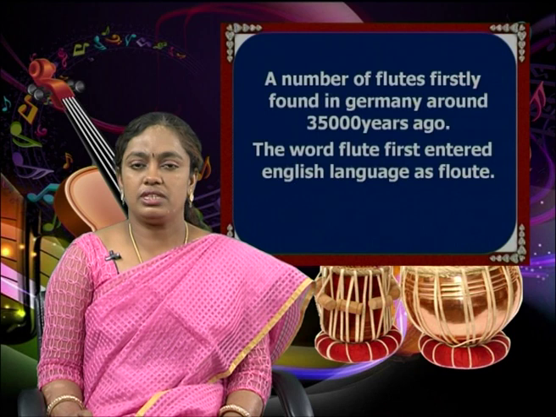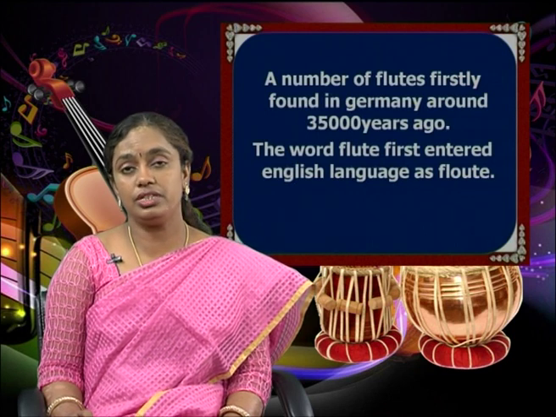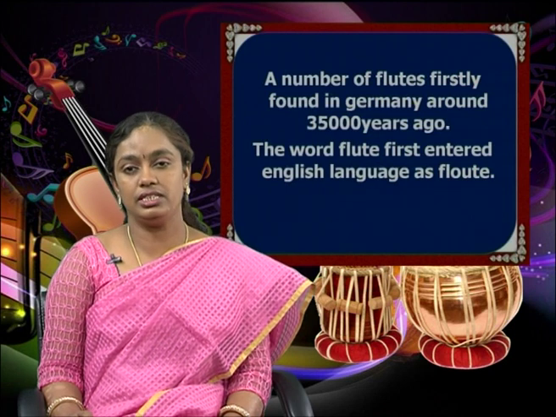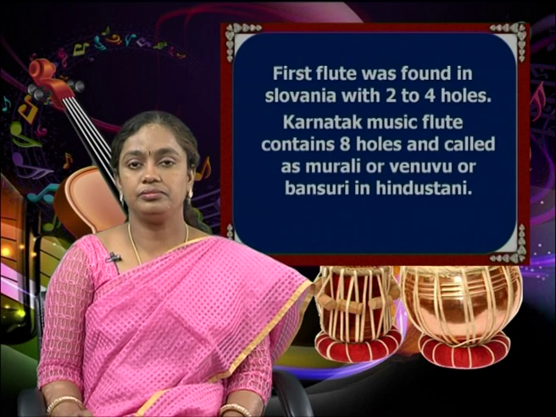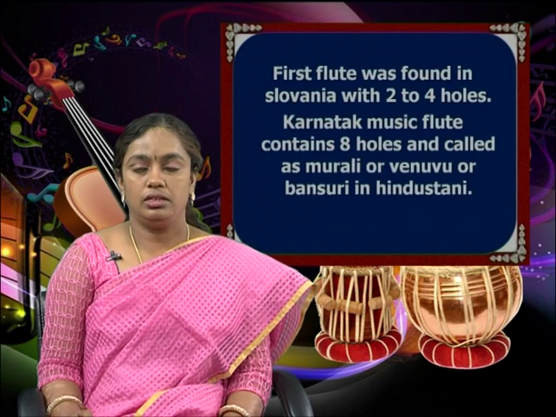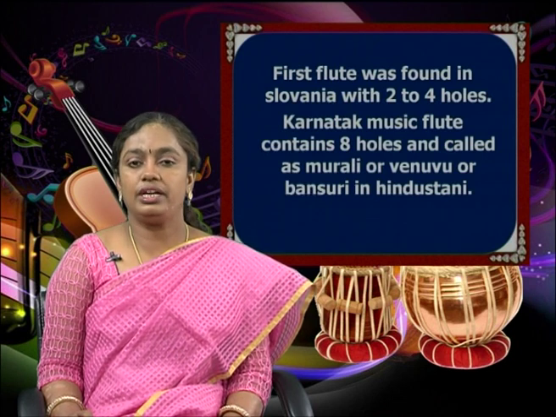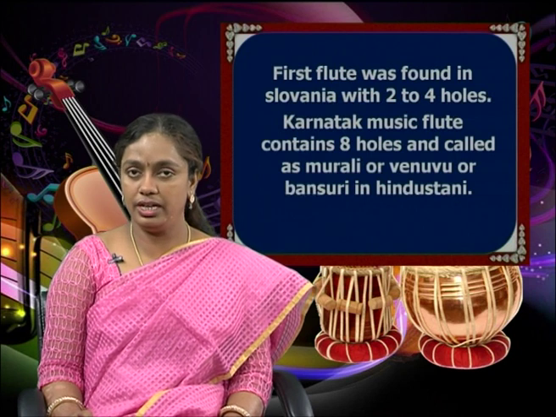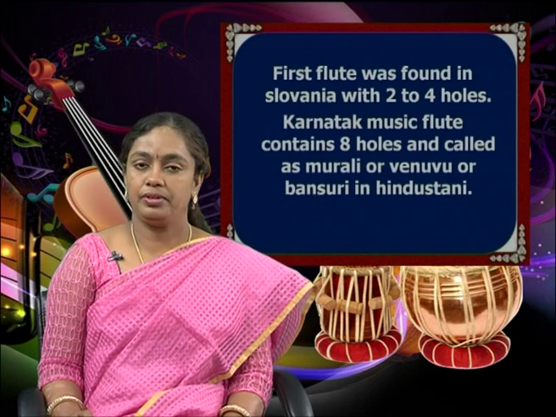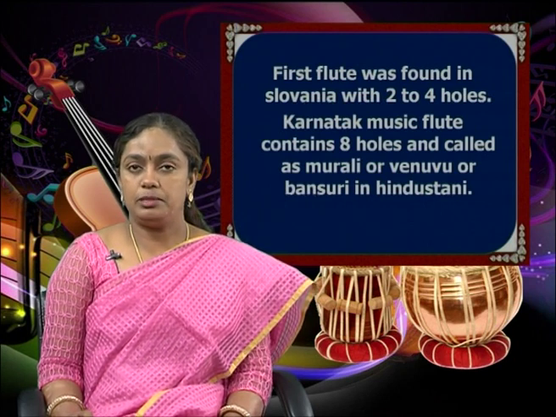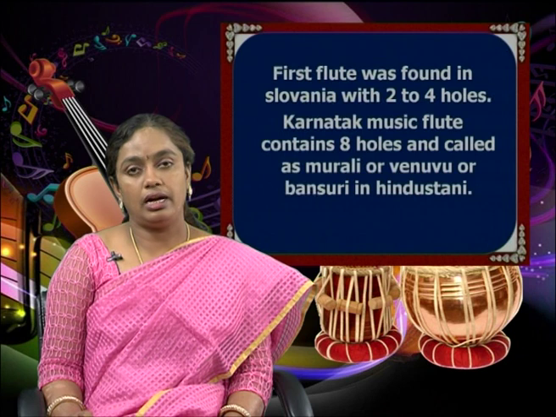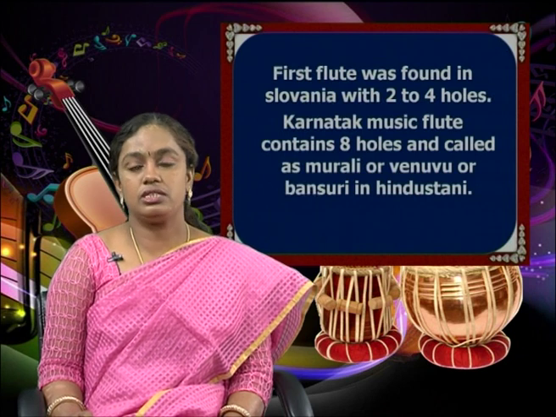A number of flutes were first found in Germany around 35,000 years ago, and the word flute first entered into the English language as flaught, and the first flute was found in Slovenia with 2 to 4 holes. The Carnatic music flute contains 8 holes and it is called murali or venu, or in Hindustani it is known as basuri. This venu and murali is played for Carnatic music concerts, dance concerts and also solo performances, and nowadays it is also used in fusion concerts along with other instruments.